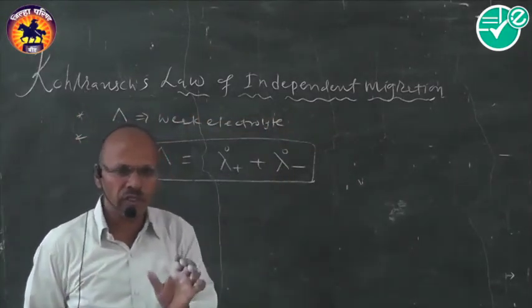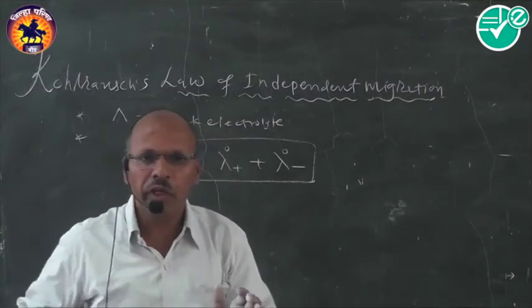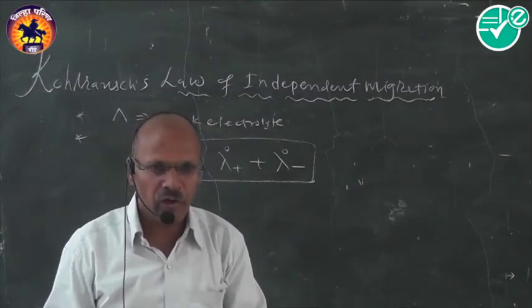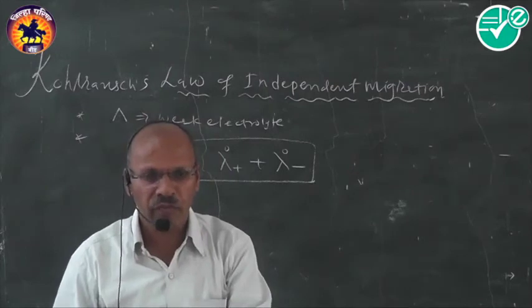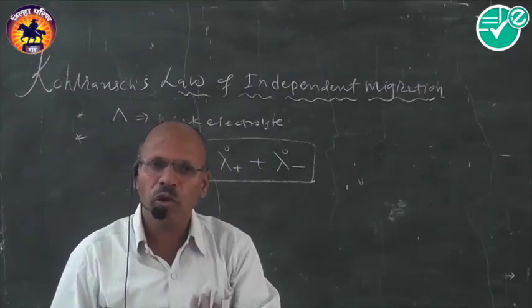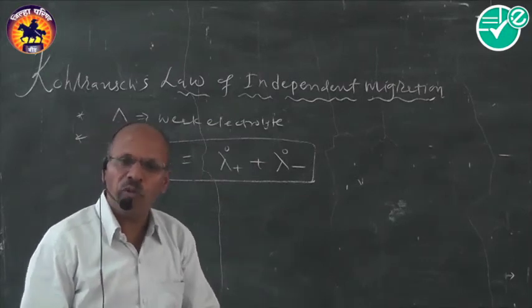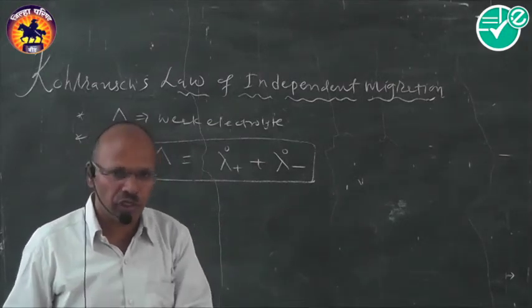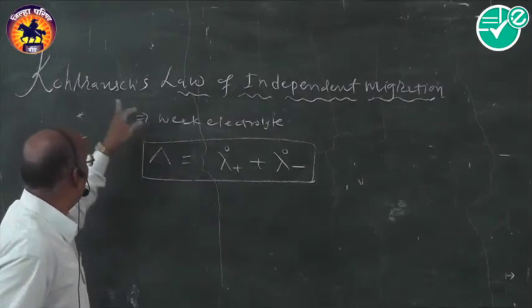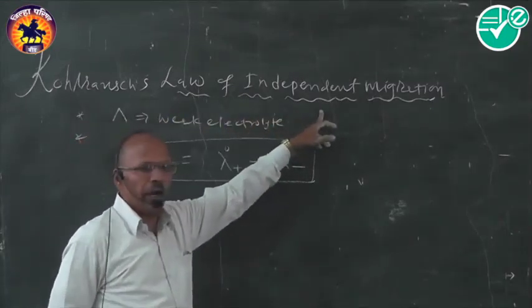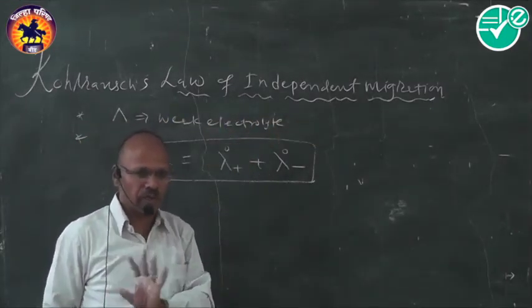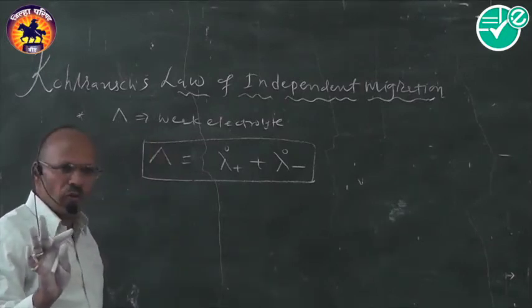So we can state it like this: at infinite dilution, each ion migrates independently of its co-ions and makes its own contribution to the total molar conductivity, irrespective of the ion with which it is associated. The same law we generally call Kohlrausch's law of independent migration. That is the statement. So what is the actual meaning of this?